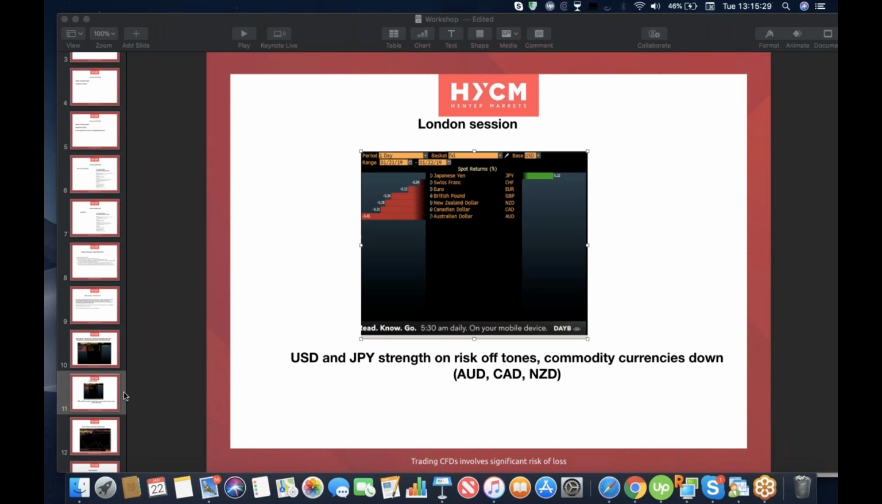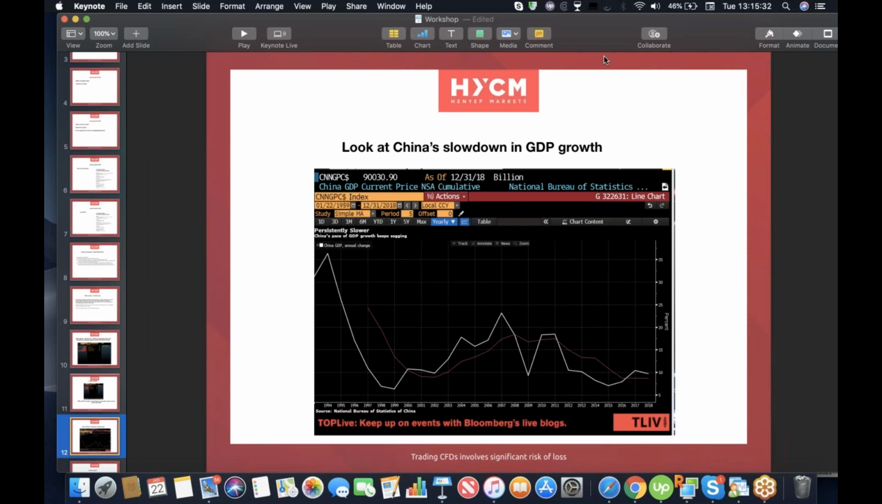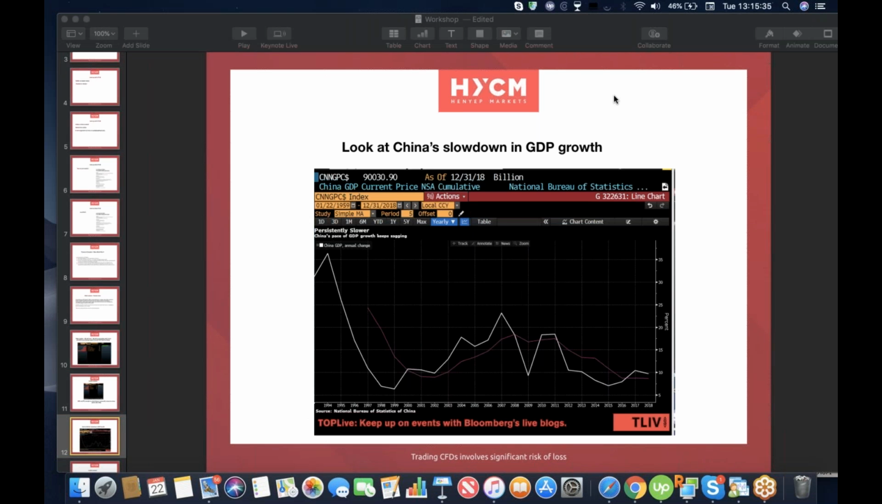So going to the next slide, just again, a bit of context, looking at China's slowdown in GDP growth. If you look at the white line here, that white line is China's GDP levels. So you can see that China's GDP just came out recently at 9.8%. So that's seemingly quite a good level.